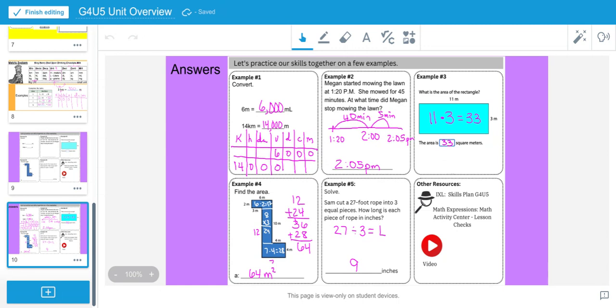What is the area of the rectangle? We do base times height. So 11 times 3, and we get 33. So the area is 33 square meters.